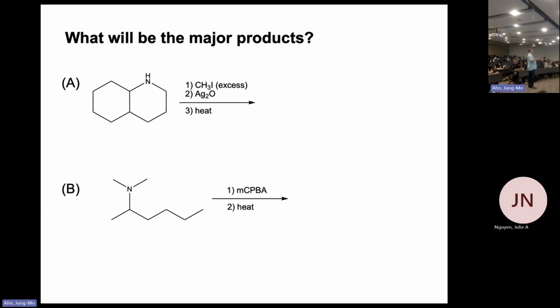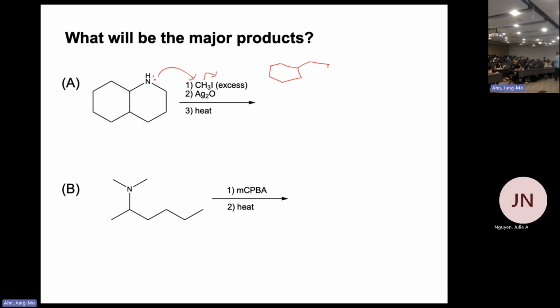You see here, the amine. We are treating it with an excess of methyl iodide, and then we are treating it with silver oxide. This third step, this combination, you should recognize as Hofmann elimination.